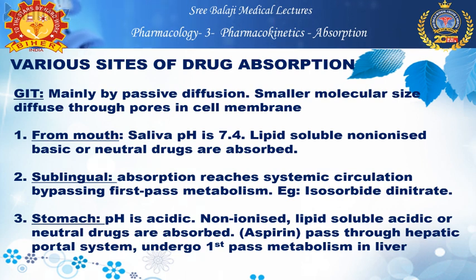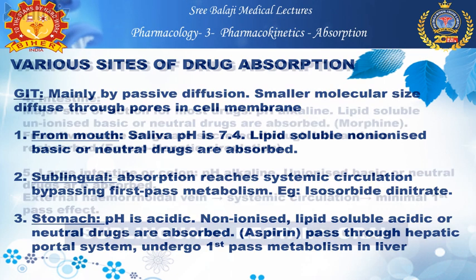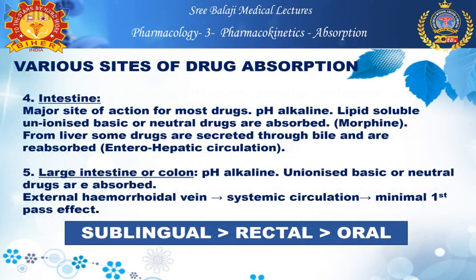From the stomach, the pH is acidic. So non-ionized lipid soluble acidic or neutral drugs are absorbed. Here, in the acidic medium, acidic drugs will remain unionized and will be easily absorbed in the stomach, for example aspirin. From the GIT, the drug is absorbed into the hepatic portal system and will undergo first pass metabolism in the liver. From the intestine, the absorption, the major site of absorption for most drugs is the intestine.